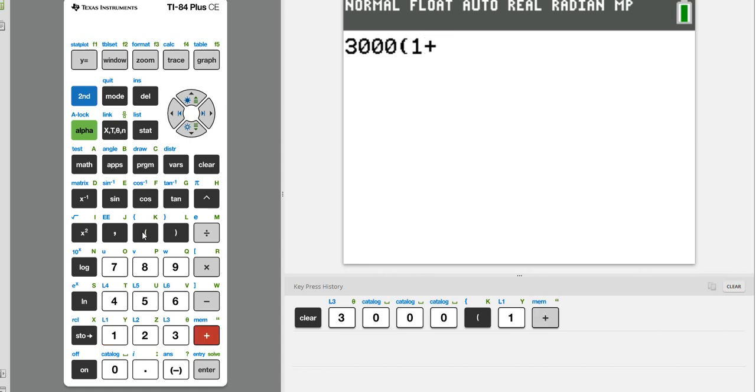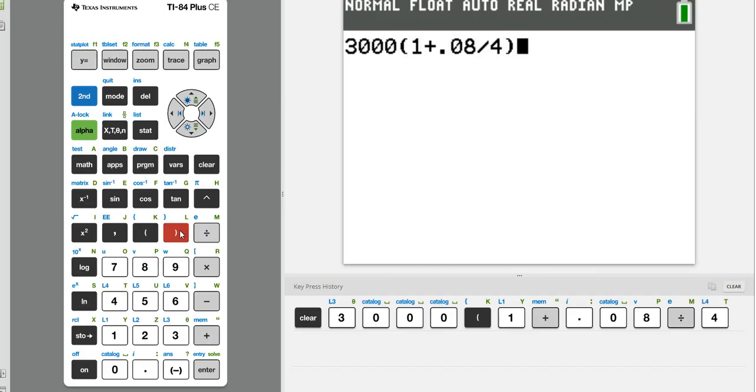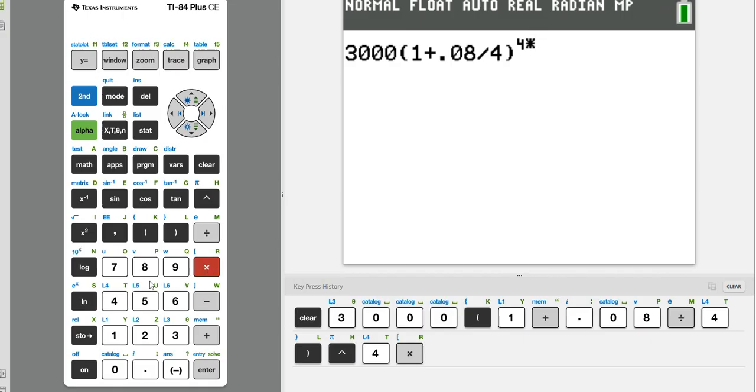If you want to, if it makes you feel better, go ahead. 1 plus 0.08 divided by 4, parenthesis, don't hit the enter key just yet, raised to the exponent. So raised to the power of 4 times 4. Depending on you and your calculator, maybe you just want to put in raised to the 16th power. That would work fine. But sometimes this product here is more than you want to do in your head.